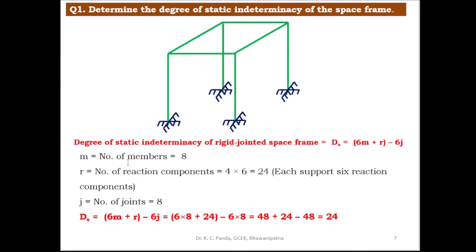Then by using these values m, r and j in this expression, find out the degree of static indeterminacy. So ds is equal to 6m plus r minus 6j. 6 into 8 plus 24 minus 6 into 8 is equal to 48 plus 24 minus 48 is equal to 24. So this is the degree of static indeterminacy of this space frame.